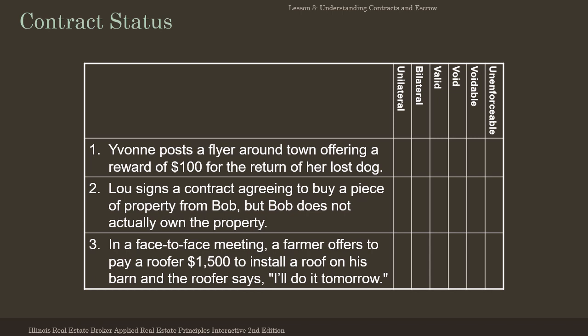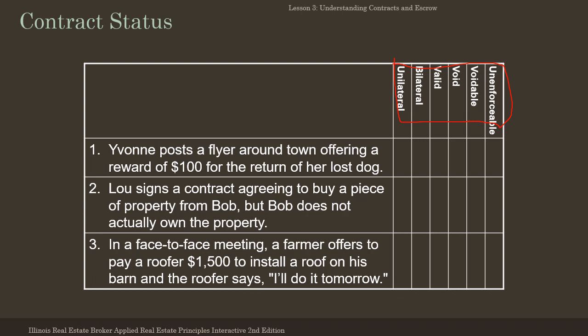The types of contracts that we're talking about are bilateral, unilateral, valid, void, voidable, unenforceable. Those are the types of contracts that we're going to be talking about. Now let's see how this works.